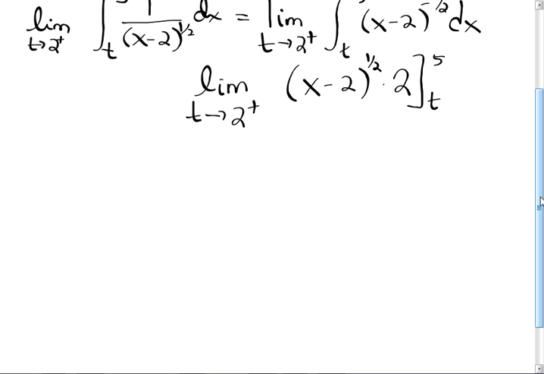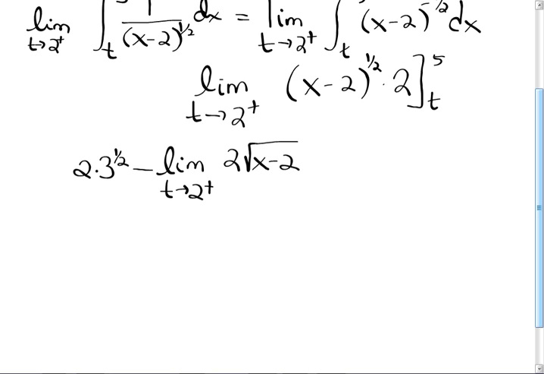So we're going to put in 5. I'm going to get 5 minus 2, so 3 to the 1 half, and that's still times 2, minus the limit as t approaches 2 from the right of 2 square root of x minus 2, because I prefer to look at it that way. So this is 2 times the square root of 3. And if I come in to 2 from the right, you can always do right-hand-sided limits, unless it's too many wiggles. So I can just substitute that in there.